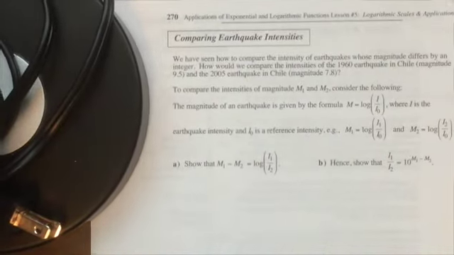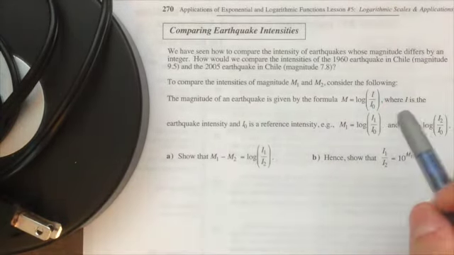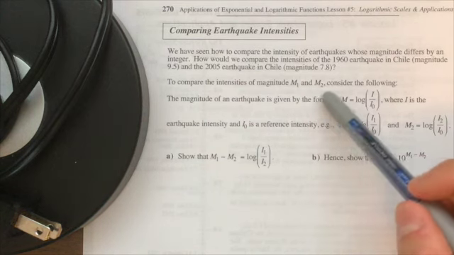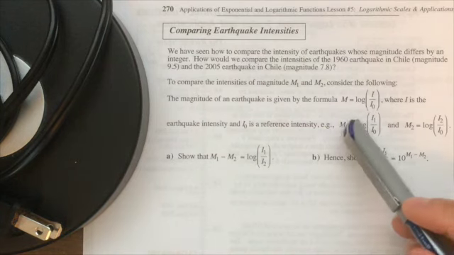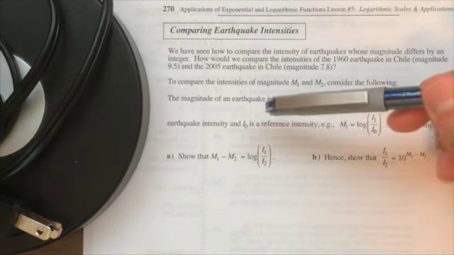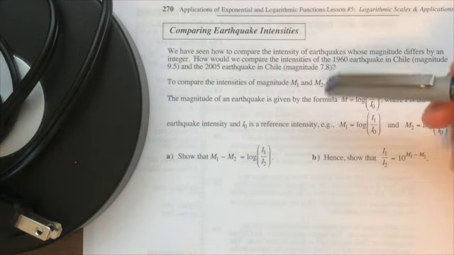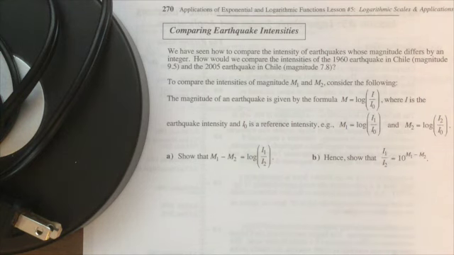So now what we're going to do is compare earthquake intensities. To compare the intensities of magnitude M1 and M2, consider the following. The magnitude of an earthquake is given by the formula M is equal to log of I over I0, where I is the earthquake intensity and I0 is a reference intensity. So we're given an example here in M1 and M2. What we want to do is show that if we subtract M2 from M1, it's going to be equal to the log of the intensity of the first divided by the intensity of the second.